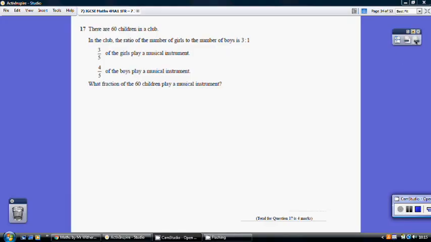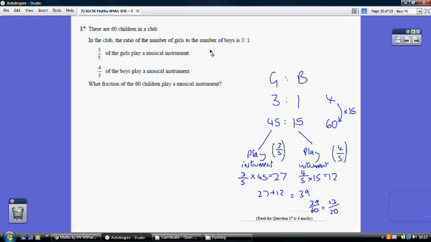Question 17. So we're told that the ratio of girls to boys is 3 to 1, and there are 60 children in the club. So let's go and split these 60 children in the ratio of 3 to 1. Now 3 to 1 gives us 4 shares in total, but we've got 60 children. So how do we scale up 4 to be 60?